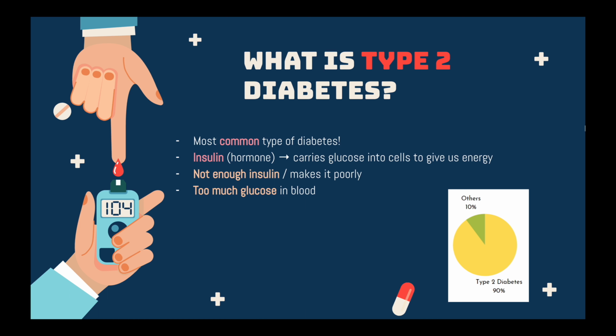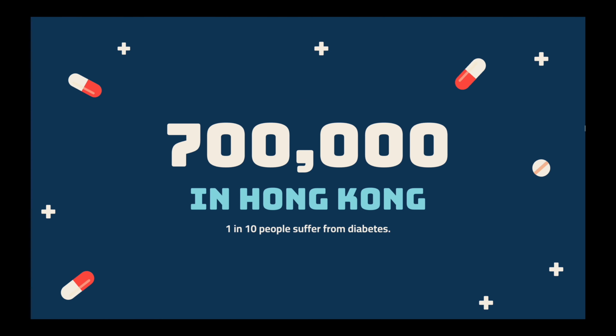According to the Hong Kong Hospital Authority, as of late December 2021, there are 700,000 people with diabetes in Hong Kong, meaning that 1 in 10 people suffer from the disease. So, what causes diabetes? Let's begin with the physical factors. Genetics can affect how your body makes insulin. Being overweight or obese can also cause insulin resistance.